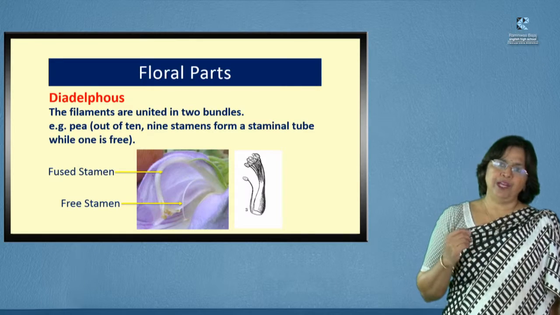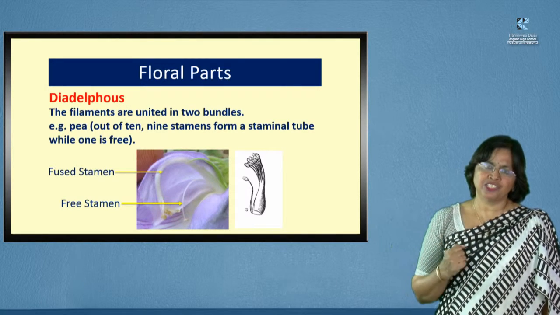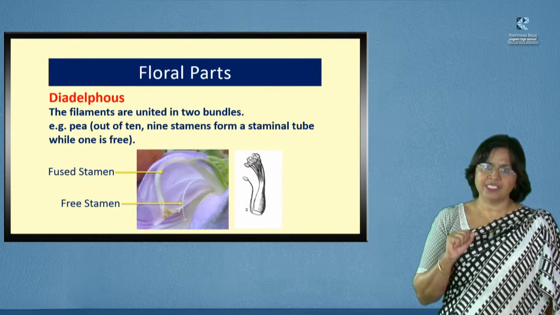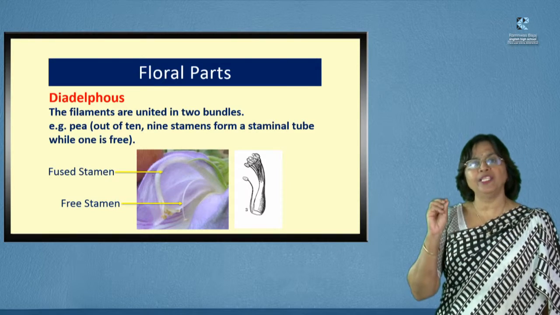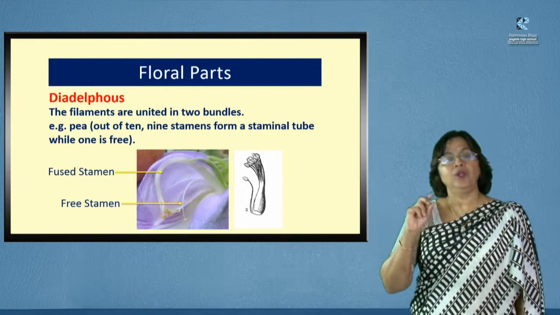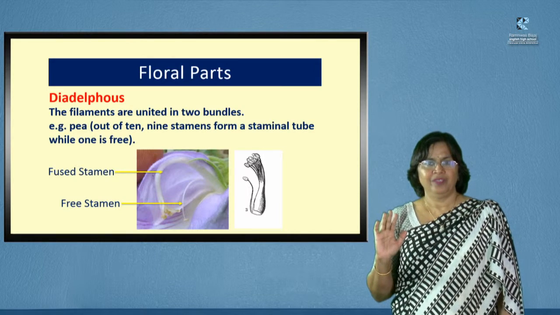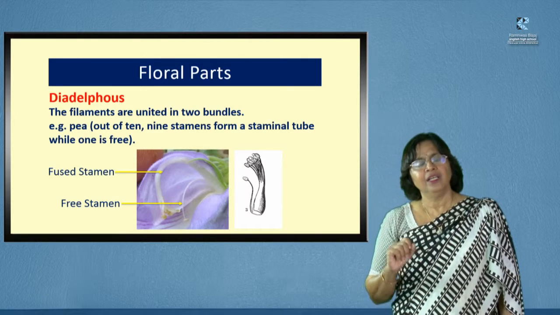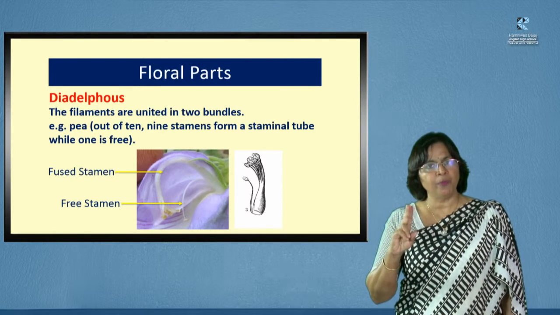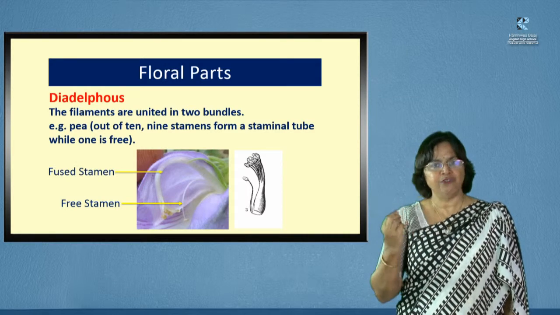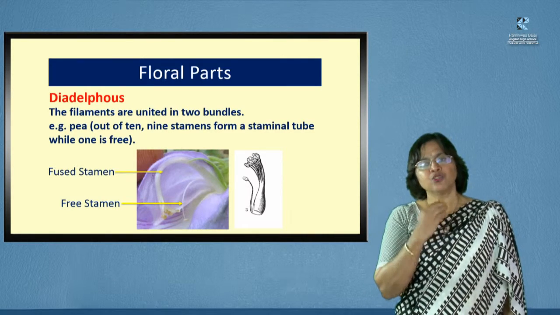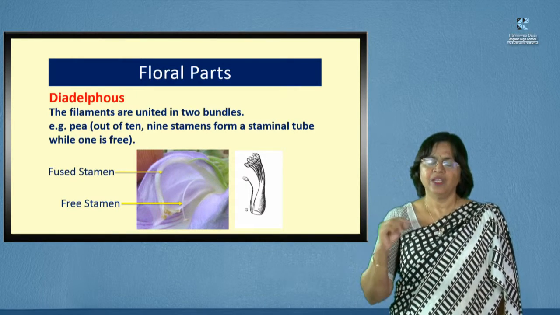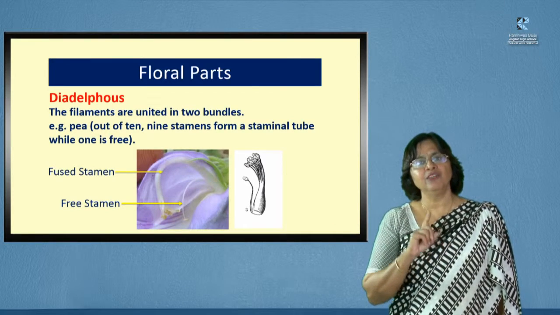Sometimes, like in the pea flower and bean and other such flowers of that family, they have 10 stamens. 9 of them unite to form a single bundle, and 1 stamen is free. This helps in its pollination, the way the shape of the flower is. The diadelphous stamens, because it is forming 2 groups, dia, two. So, diadelphous stamens is stamens in 2 bundles, a staminal tube of 9 and a single free stamen.